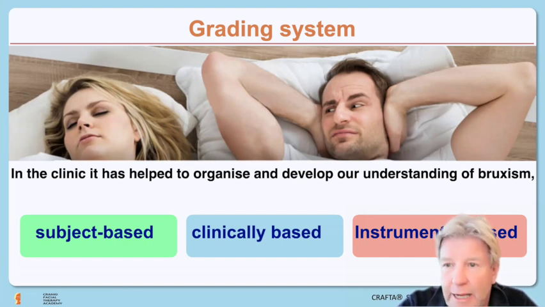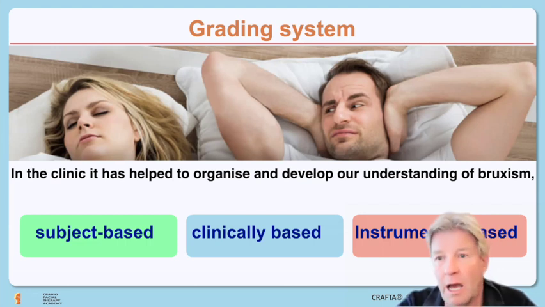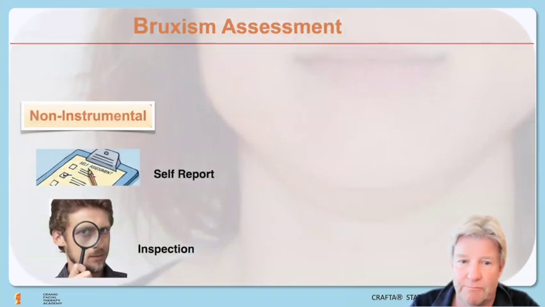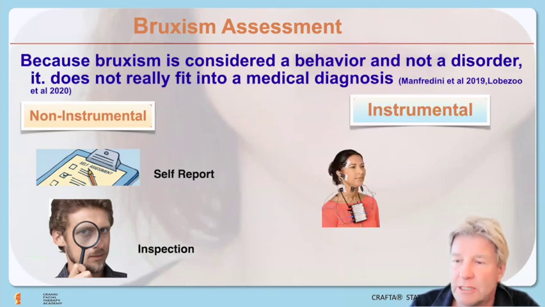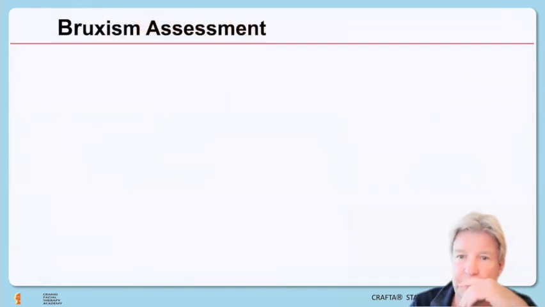Then clinical based, so I can do an orofacial assessment. I can look at the orofacial region, the teeth: are there wear and tear changes? How is the nociceptive input from the myofascial region in this bruxism patient? And instrument-based. Instrument-based can be, for instance, polysomnography or an EMG. So self-report, then inspection, and instrumental, polysomnography or EMG. Inspection dominantly and physical tests.